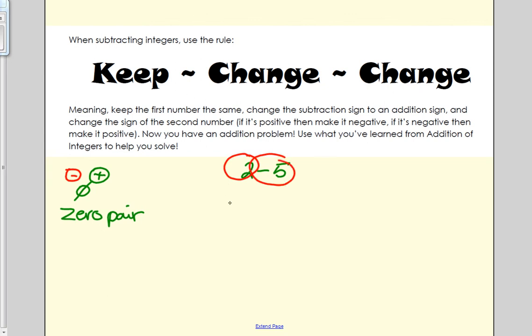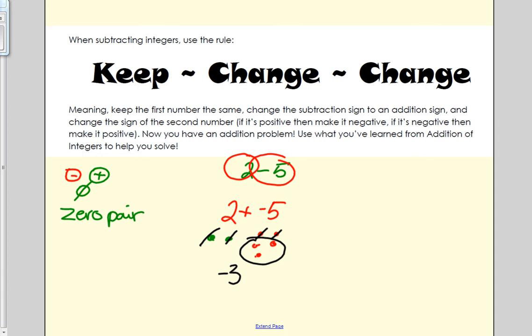And what that means is keep the 2, change the subtraction to addition, and change the sign on the number. 2 plus negative 5. Now when I figure this out, I would have 2 positives and 5 negatives, and then I can cancel out my 0 pairs. This one and this one make 0, this one and this one make 0, and I am left with 3 negatives. So the answer to this problem is negative 3.